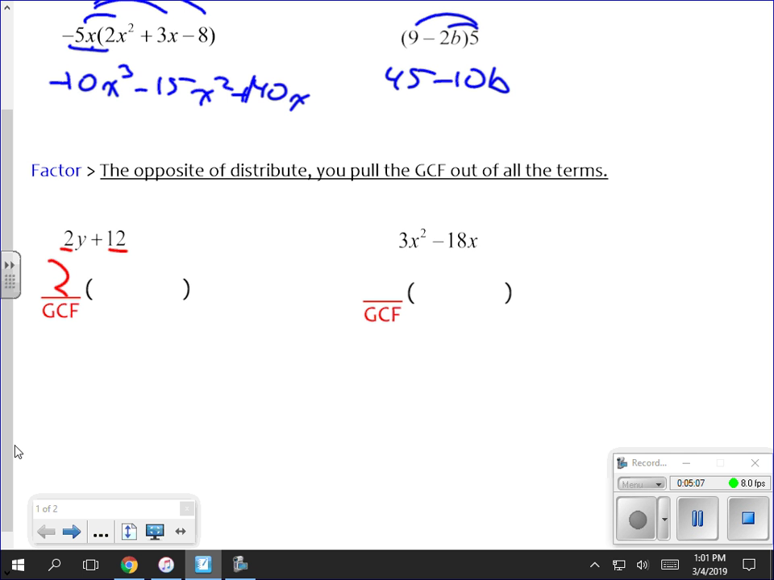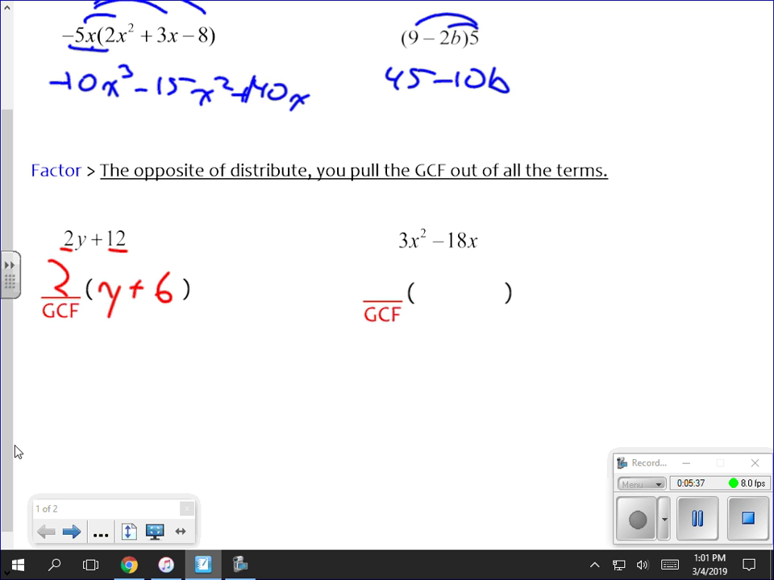Okay, so I have 2y. I pull out the 2. What am I left with? I'm left with the y. Kind of makes sense. I have 2y. I pull out the 2. I'm left with y. It's things that are multiplying. Now I have the 12. I pull out 2 out of 12. I'm left with 6. Okay, because what do I multiply times 2 to get 12? I multiply 6. And these are easy to check your work.